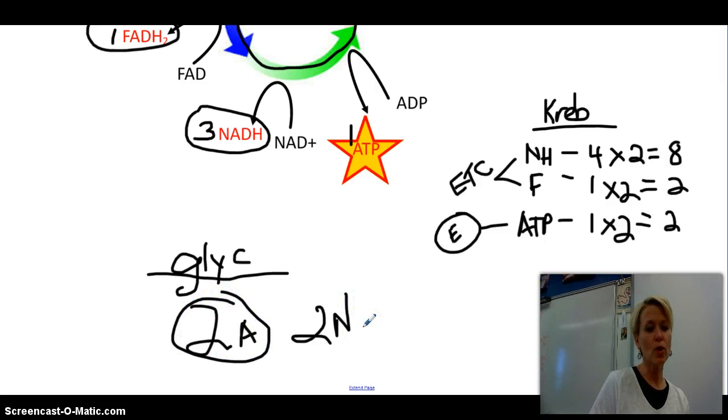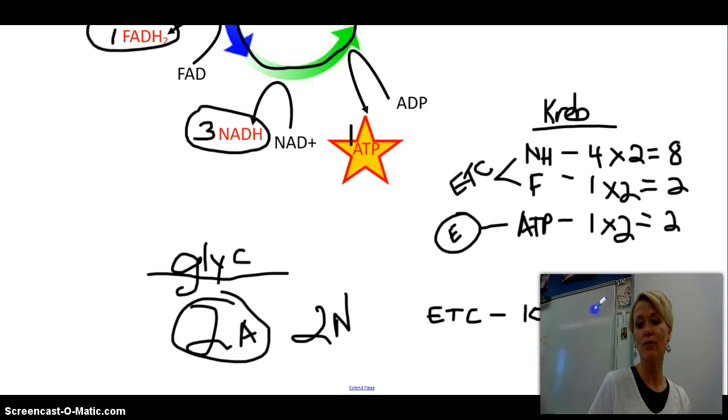So our totals going into the electron transport chain, because this is the important part. This is where we make all the ATP. We're going in with 8 NADH from the Krebs cycle and 2 NADH from glycolysis. So total is 10. 10 NADH, carrying electrons to the electron transport chain.